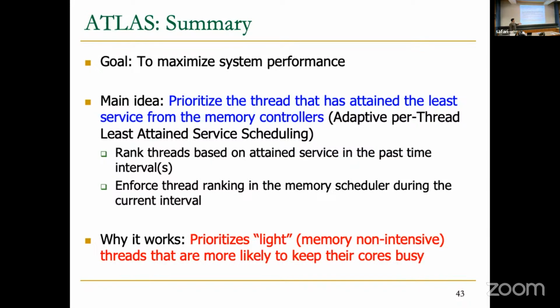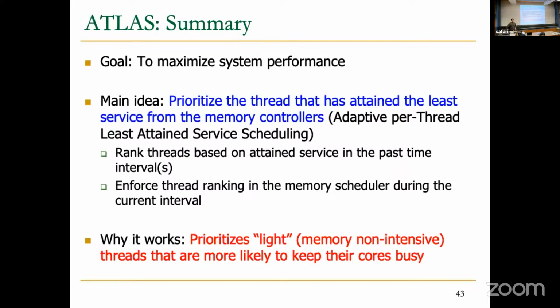Because memory non-intensive threads, you can imagine them as applications that do a lot of computation in the core without any memory delays. And once in a while, it will need to access main memory. And if you serve that very fast, you're allowing the application to make more use of the core's throughput. But if you don't prioritize that request, and if other requests interfere with that and increase the latency, the amount of time that core is not doing anything increases.